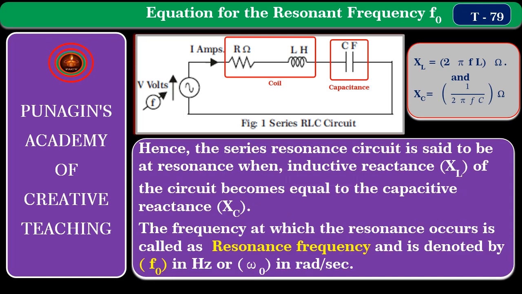Hence, the series resonance circuit is said to be at resonance when the inductive reactance XL of the circuit becomes equal to the capacitive reactance XC. The frequency at which the resonance occurs is called the resonance frequency and is denoted by f naught in Hertz or omega naught in radians per second.